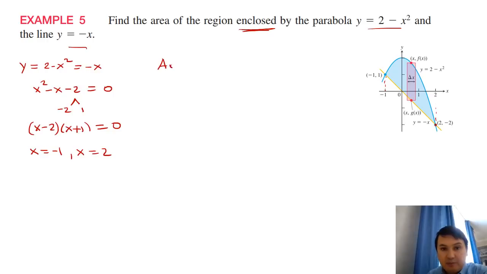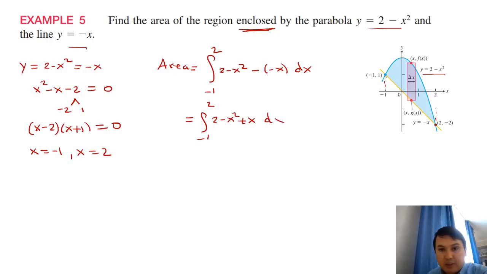So area is the upper one, the parabola, so it's 2 minus x squared, minus the lower one, which is minus x, right? So minus minus x dx, which is 2 minus x squared plus x dx.